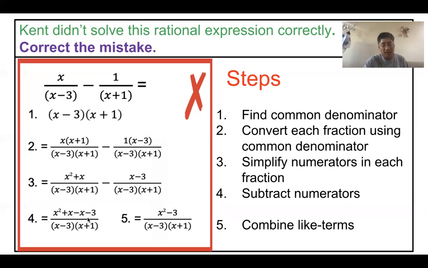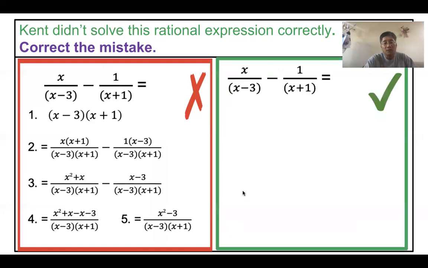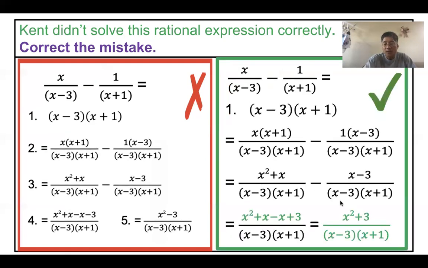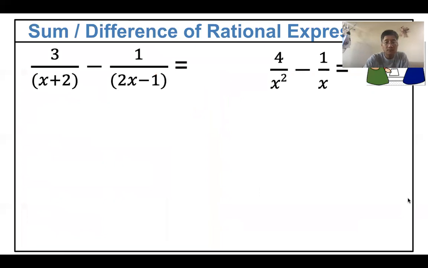Oh, there was an error over here. Obviously this is wrong. So x minus x will cancel out, that's okay, but this is not minus 3. This will be plus 3. So your answer will be x squared plus 3, and then you are done with the simplification. Everybody understand? Let's see more examples.